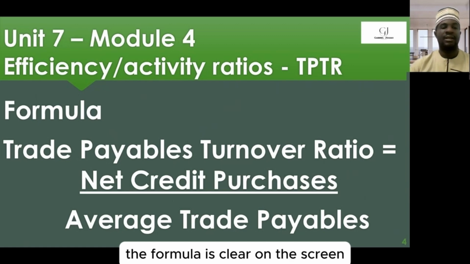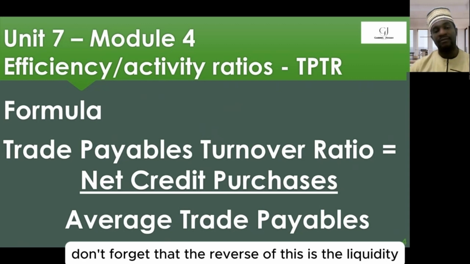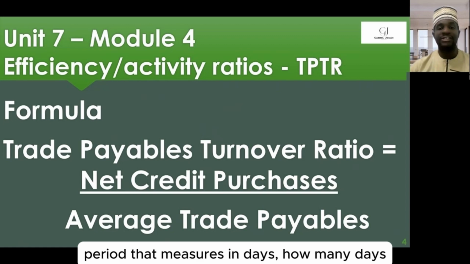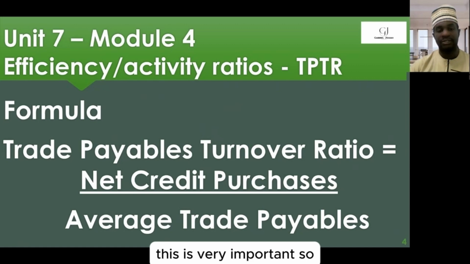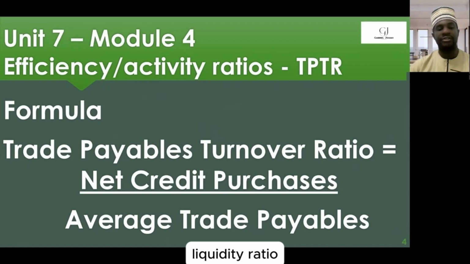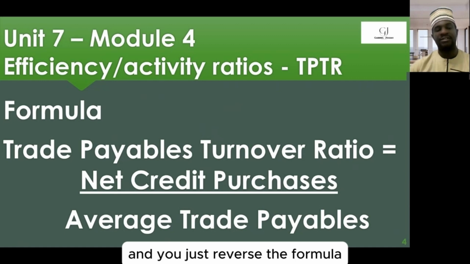The formula is clear on the screen. It's stated as the net credit purchases divided by the average trade payables. Don't forget that the reverse of this is the liquidity ratio called the trade payables period, that measures in days how quickly the company pays its suppliers. This is very important. So the efficiency ratio is just the reverse of that liquidity ratio, telling us how many times the company pays. And you just reverse the formula.